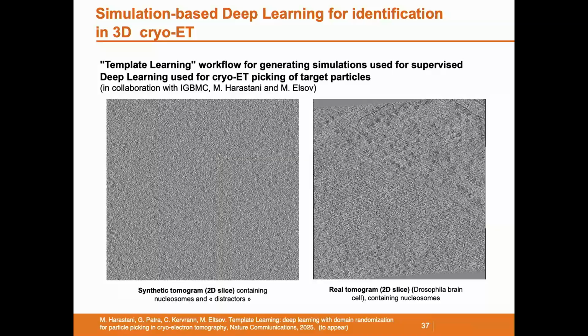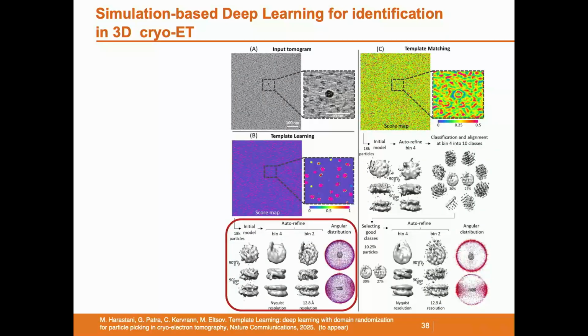Actually, in real data, all macromolecules are not oriented in all orientations. Sometimes you have preferential orientation for macromolecules, so you don't observe anything in some locations. But with simulation, you can simulate in all orientations, so you can better learn what you want to detect. So we did that. The final method is called template learning.